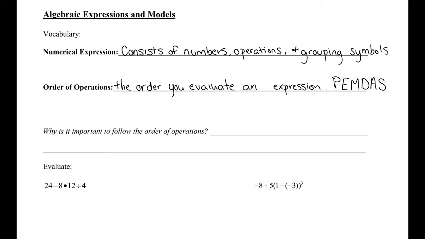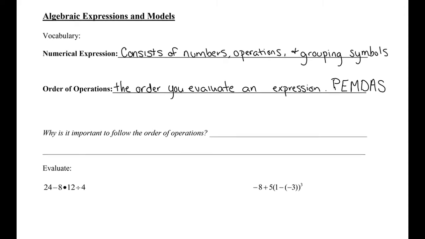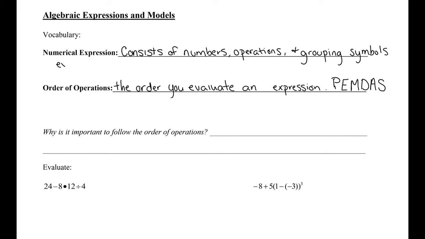The next thing we talk about are numerical expressions. These are expressions that consist of numbers, operations, and grouping symbols. An example of this would be the expression, the quantity of 2 minus 3 plus 8. 2, 3, and 8 are my numbers. I have a subtraction and addition symbol for my operations, and I have parentheses for my grouping symbols.